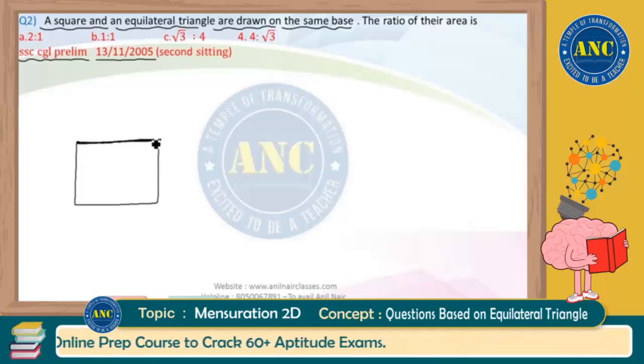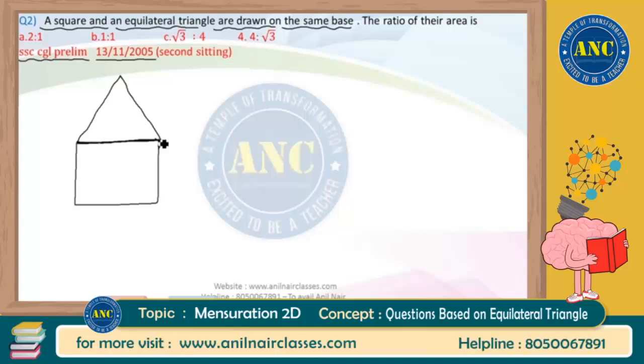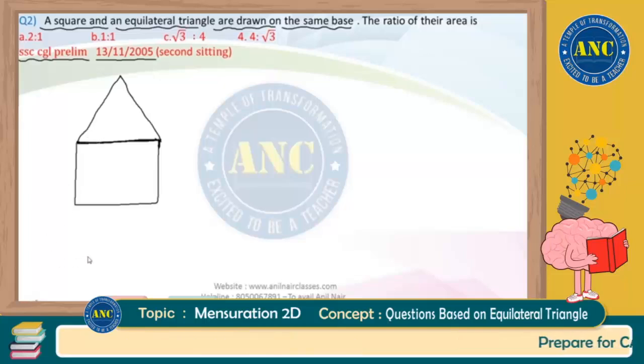which I am marking a little dark, I will keep that as the base for the equilateral triangle. Now if you observe here, the square and the equilateral triangle are drawn on the same base. That is what is given in the question. The ratio of their area is how much? Find the ratio of the area of the square and the area of the equilateral triangle. Original examination question once again.